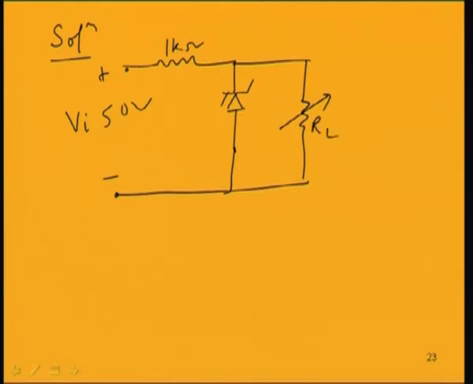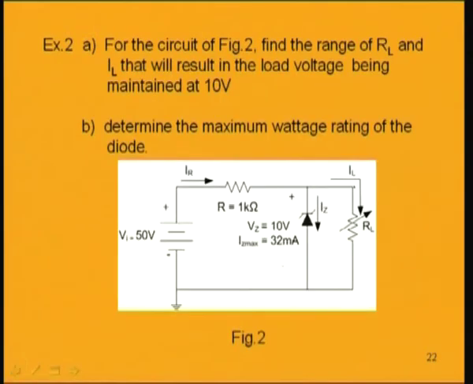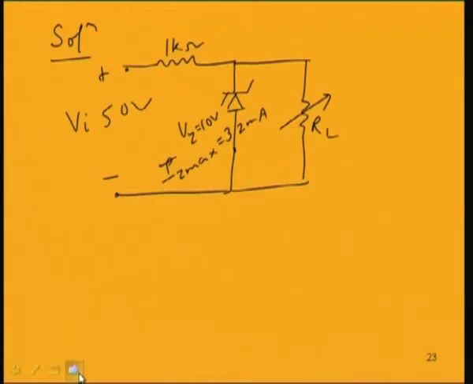This is the Zener diode having the rating of Vz equal to 10 volt and Iz max equal to 32 milliampere, given in the circuit. Now, this will be the load current IL, this is the Zener current and this is the IR current. First of all, we have to find out whether the Zener diode will be turned on or not.